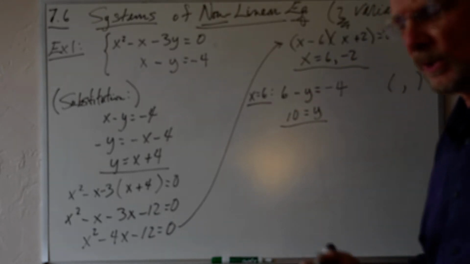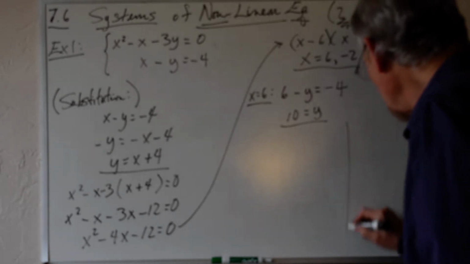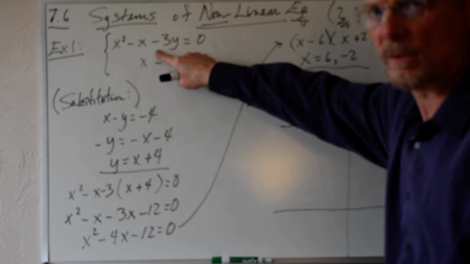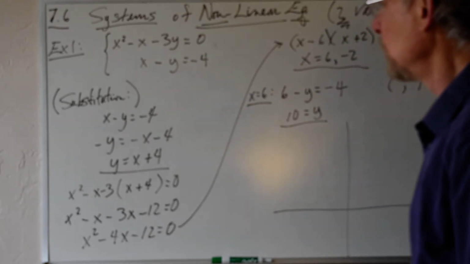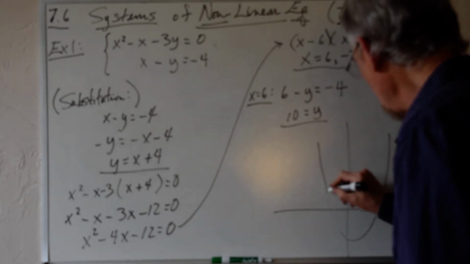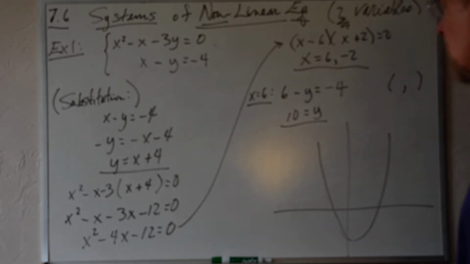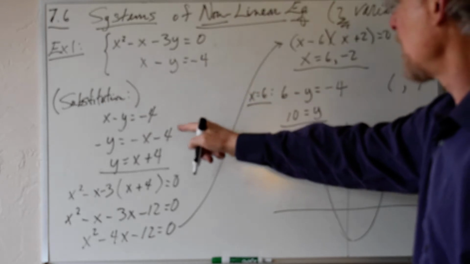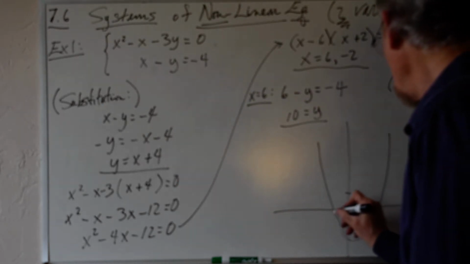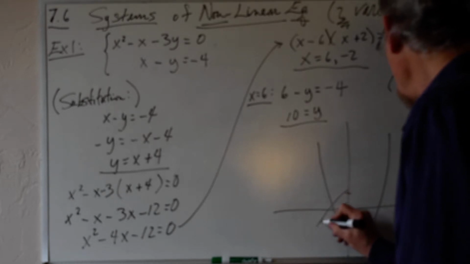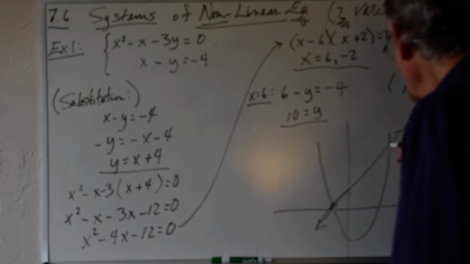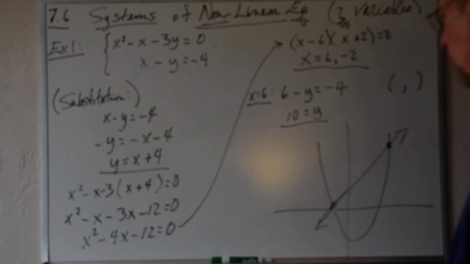Do we have two solutions? Well, think about it. This is a parabola, right? We could isolate y, and you would see a parabola that opens upwards. I don't know what it looks like, but here's a parabola that opens upwards. This line here is y equals x plus 4, so it goes through at a 45-degree angle. So a line can hit a parabola in two places.